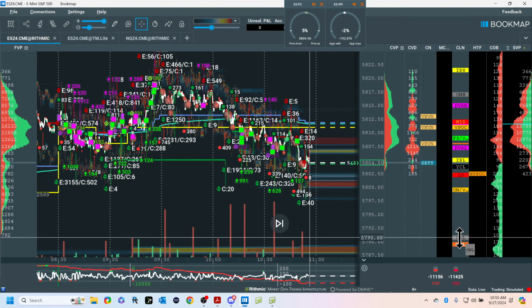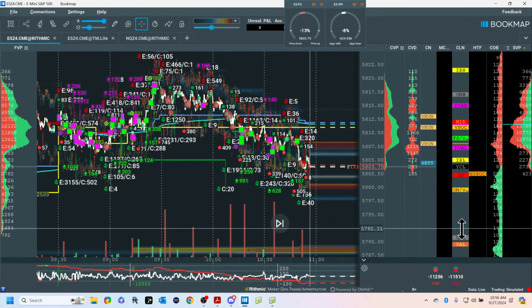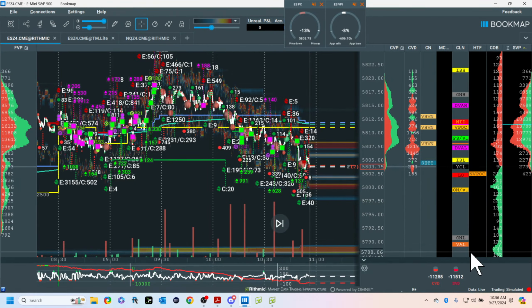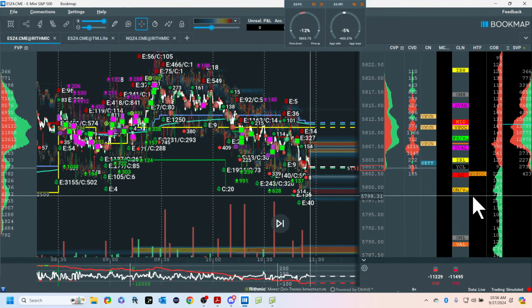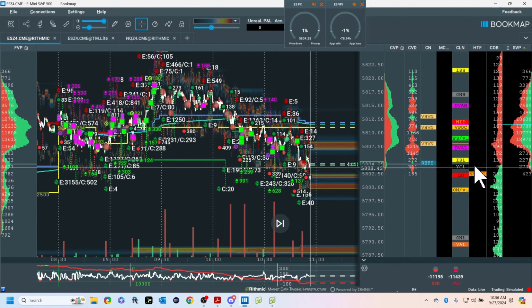Getting to here is not a high probability. To get both of them, if I can find this, is about 24%. So we got the overnight high. There's a 24% probability to take the ETH low, and the value area low is about a 58% probability. So these are primary targets for today.